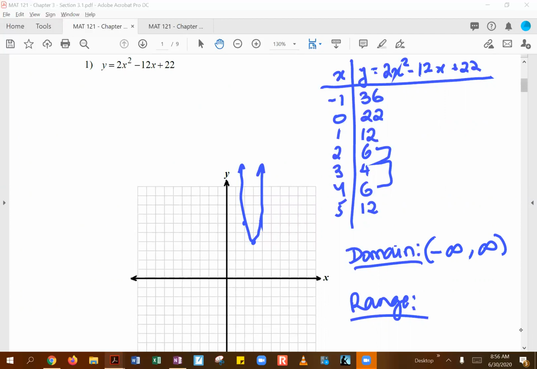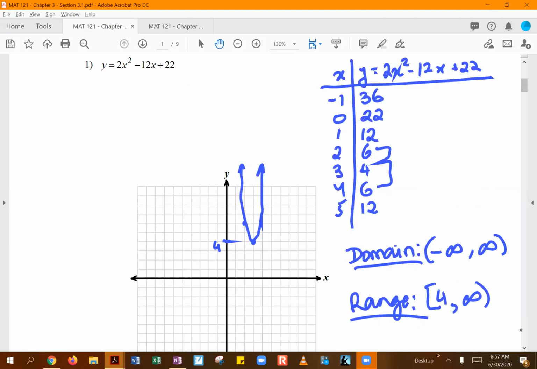Now, what can we say about the range for this function? The y values. Including for infinity. Very good. Yeah, because you can see on the y-axis, the lowest point is at number 4. So that's going to be the lowest point, and then your graph is, of course, headed up towards positive infinity. So including 4, going up to positive infinity. Alrighty, very good.